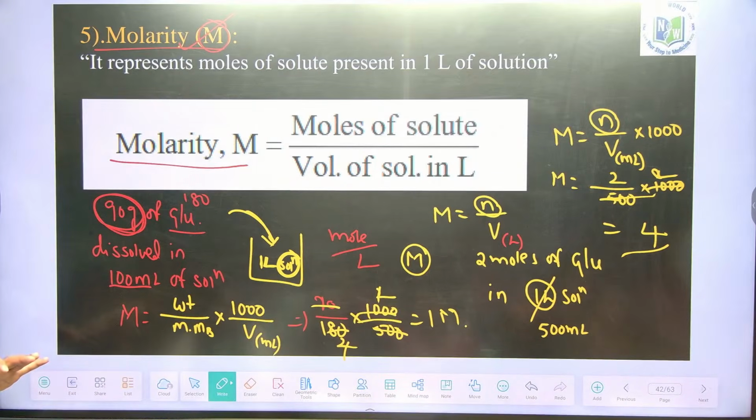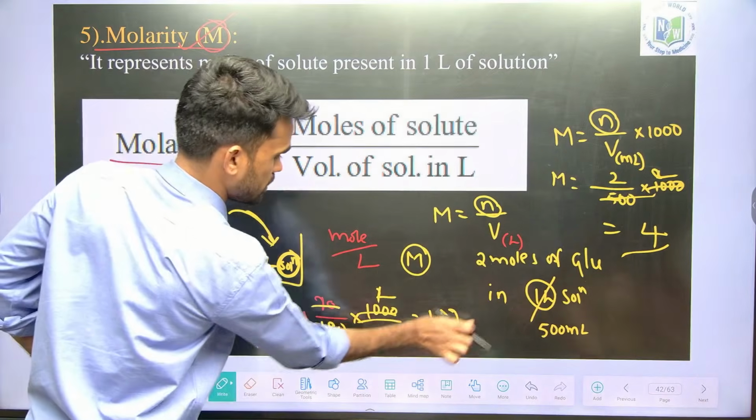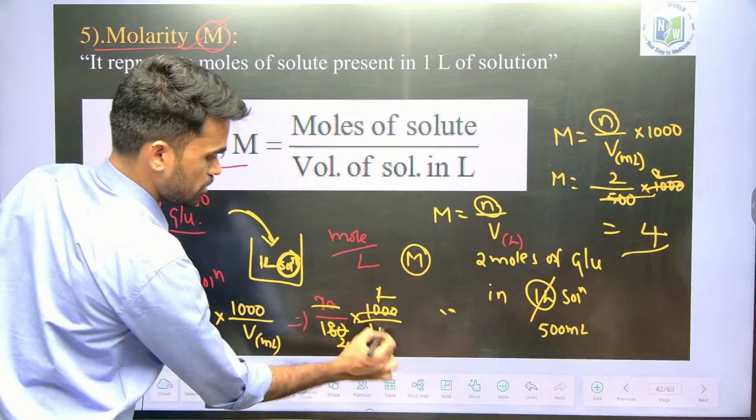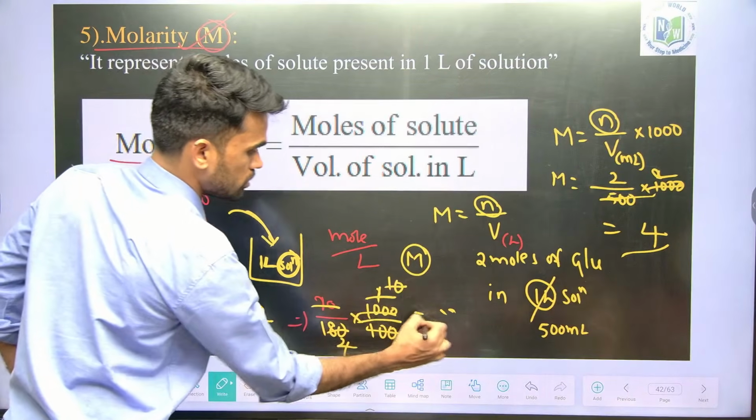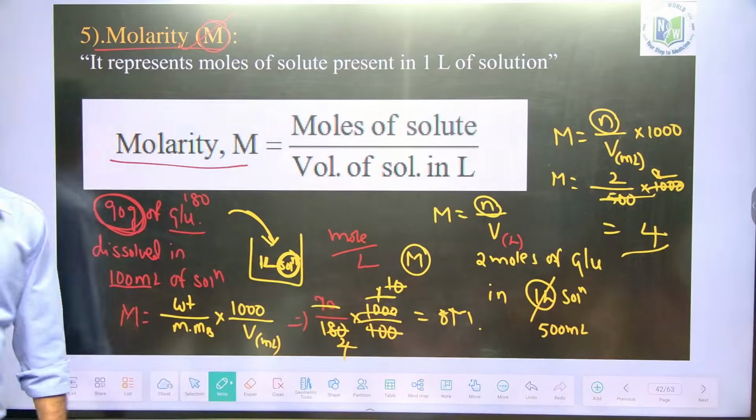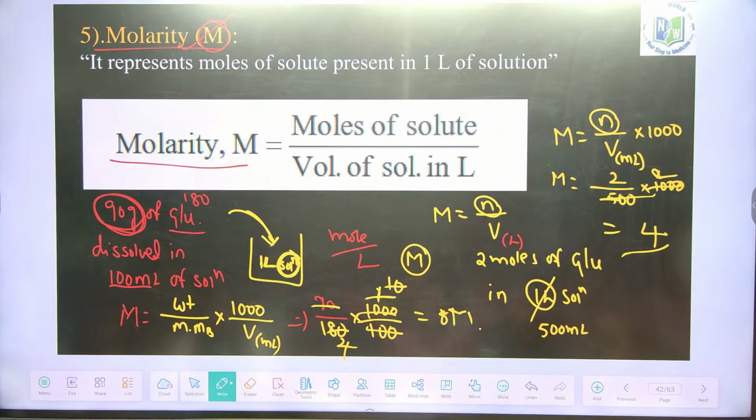Is this clear what we are doing? Clear or not? Okay, 100 ml. You just tell me that. 100 ml means it will be 10 times. So 10 by 2 means 5 molar solution. Okay, clear everyone? Yes.